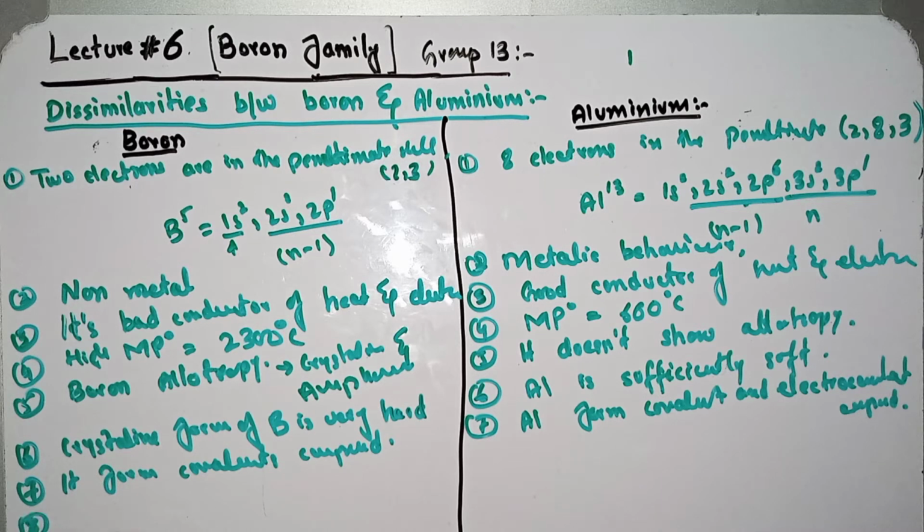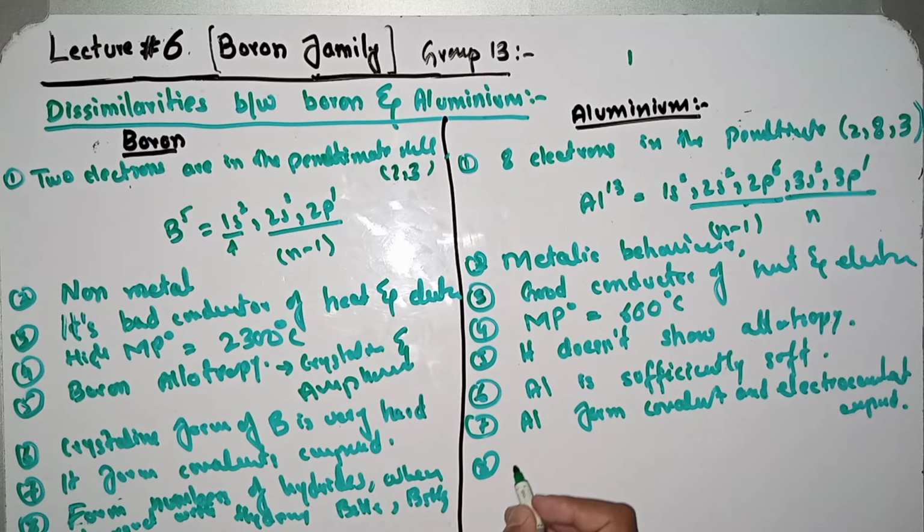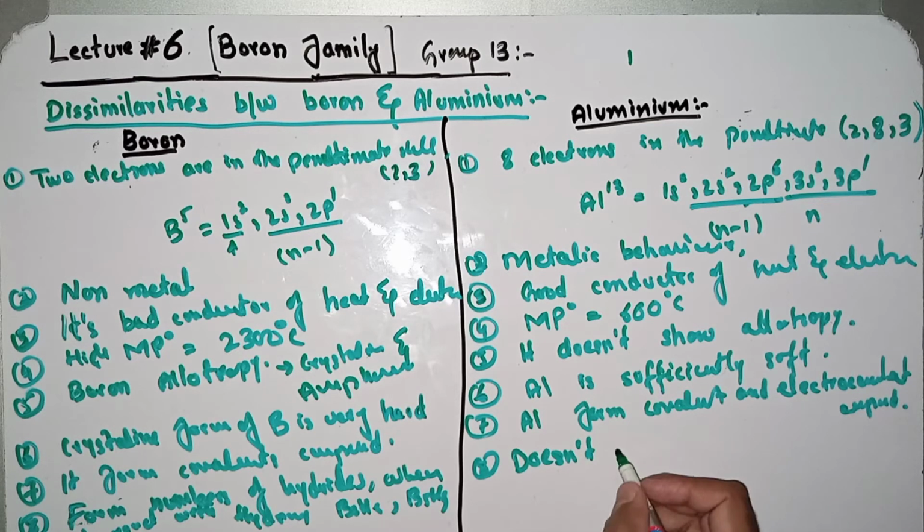And in reaction with hydrogen, boron forms a number of hydrides, such as B2H6, B5H9, etc. While in case of aluminum, it doesn't form any stable hydride. It forms hydride, but it doesn't form any stable hydride.